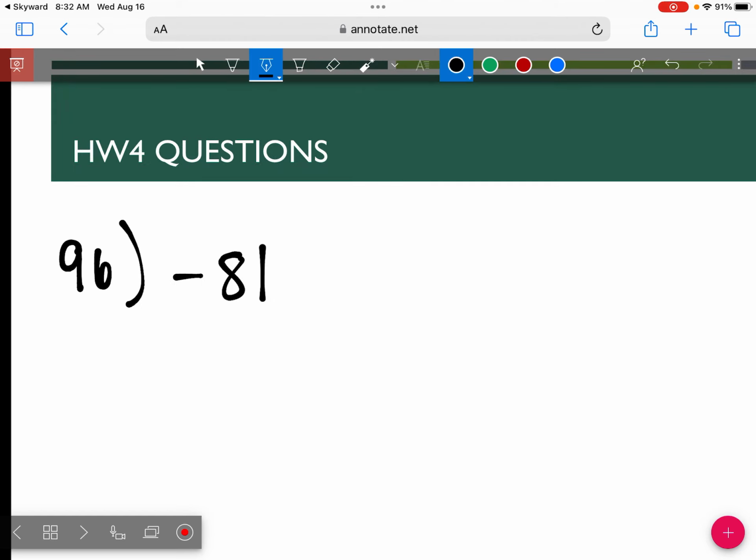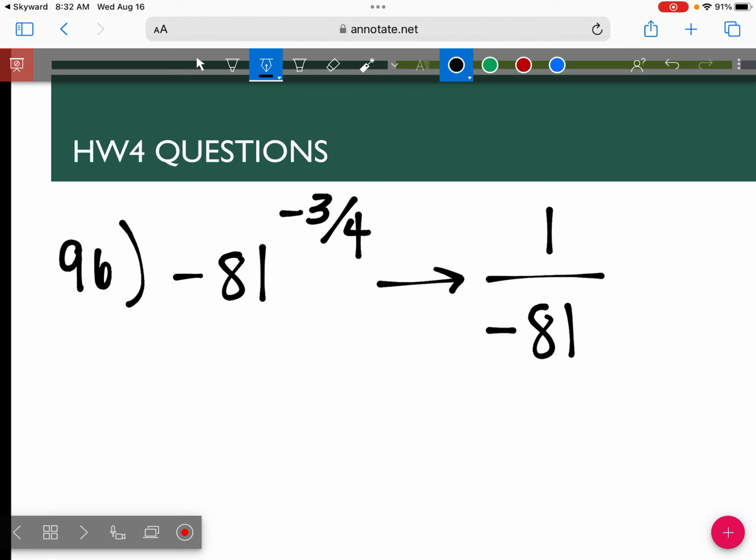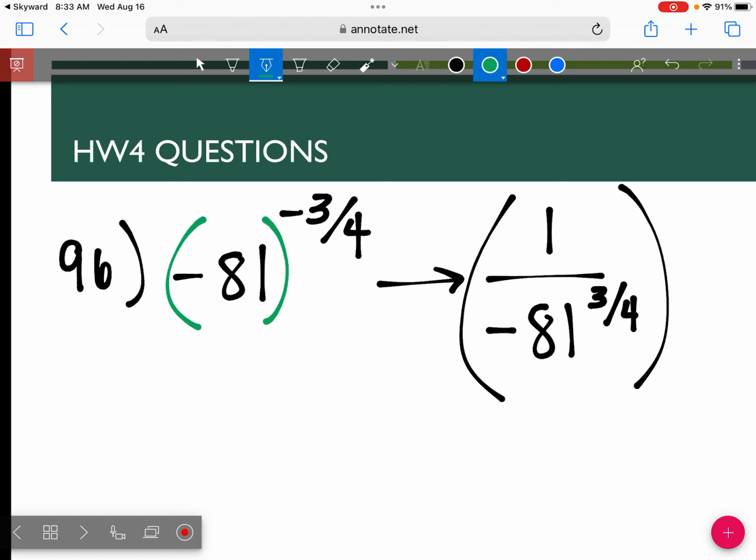So we have a negative 81 to the power of negative 3/4. So we don't have a fraction. So what we're going to do in order to make this exponent positive is put it under 1. So I'm going to have 1 over negative 81 to the power of positive 3/4. So that negative is not attached. I can see how this might be a little confusing, but notice that we didn't put parentheses around here. So that means that the negative is in front of the 81. So our answer is going to be negative.